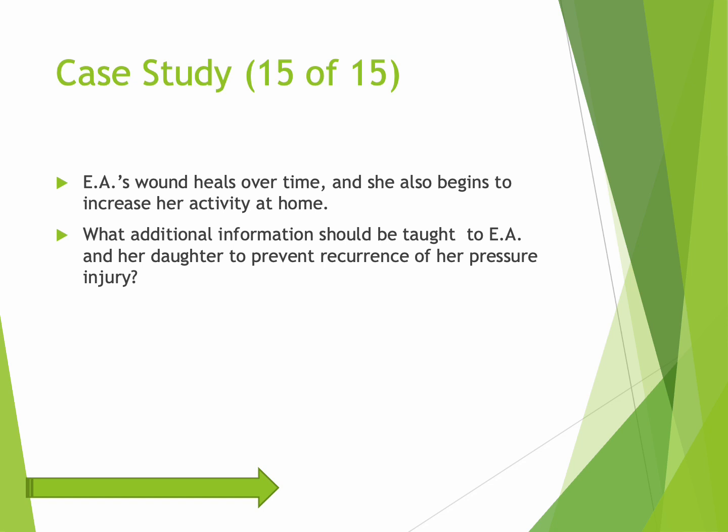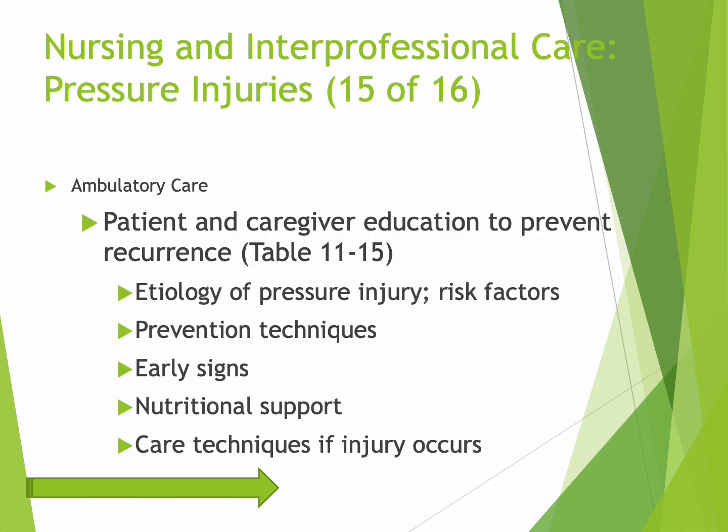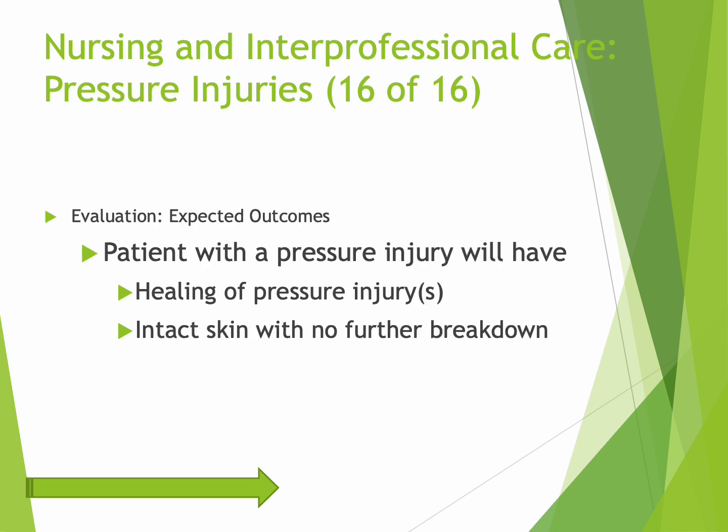So period, point, paragraph. All right, patient and caregiver education to prevent recurrence. Early signs, let them know. Nutritional support, make sure they have good nutritional support. Care techniques if injury occurs, what not to do. Hey, guess what? Don't lay on it. It's that simple. And finally, evaluation of expected outcomes. A patient with a pressure injury will have a healed pressure injury or intact skin with no further breakdown. These are going to be included in our care plan.